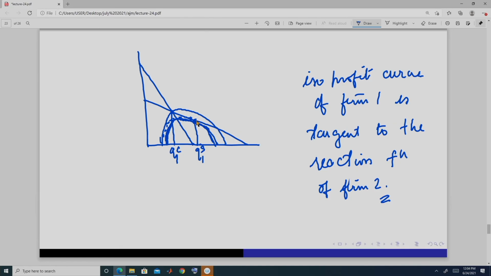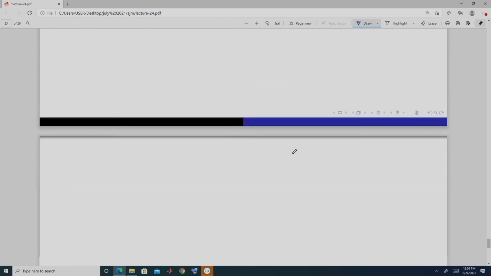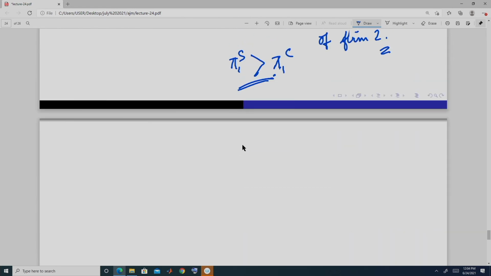So, what do we get? The profit in Stackelberg is greater than the profit in Cournot. Whenever the reaction functions are downward sloping like this, the profit of firm 1, which moves first, is higher in Stackelberg than in Cournot. So, we write it in this form that the profit of firm 1 is this.